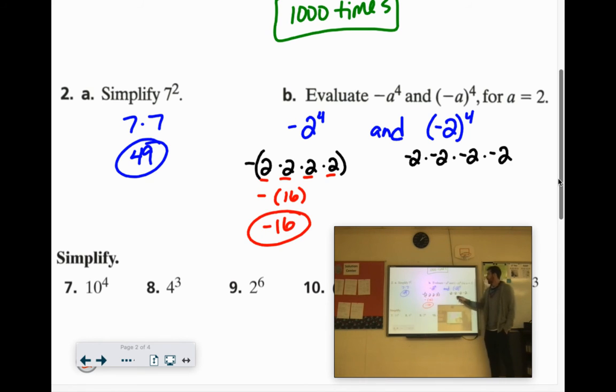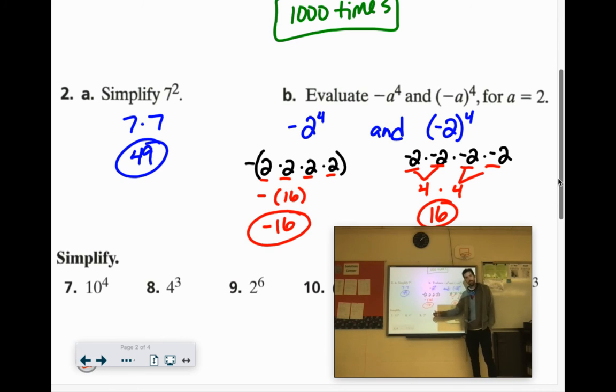Over here, negative 2 times negative 2 goes to positive 4. This negative 2 times negative 2 goes to positive 4. 4 times 4 is 16. So look, one answer came out negative, one answer came out positive. It'll come out positive if the negative is in parentheses and it has an even exponent.